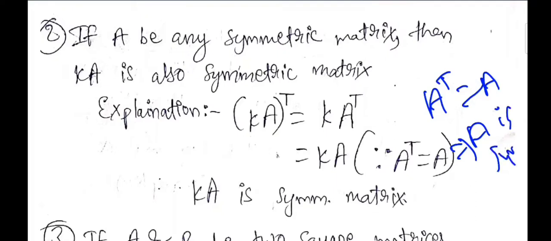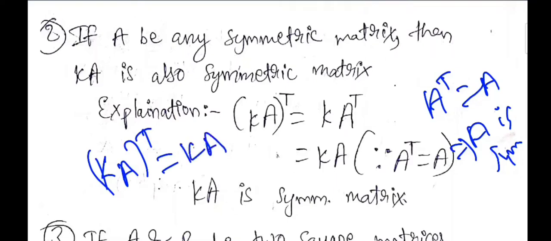So clearly, if instead of A I take Ka and try to take its transpose, and if it comes out to be equal to Ka, then Ka will be symmetric. Instead of A, just put Ka everywhere. So it will turn out that Ka is symmetric. Let us find out from the properties of transpose whether it really comes out to be equal to Ka.